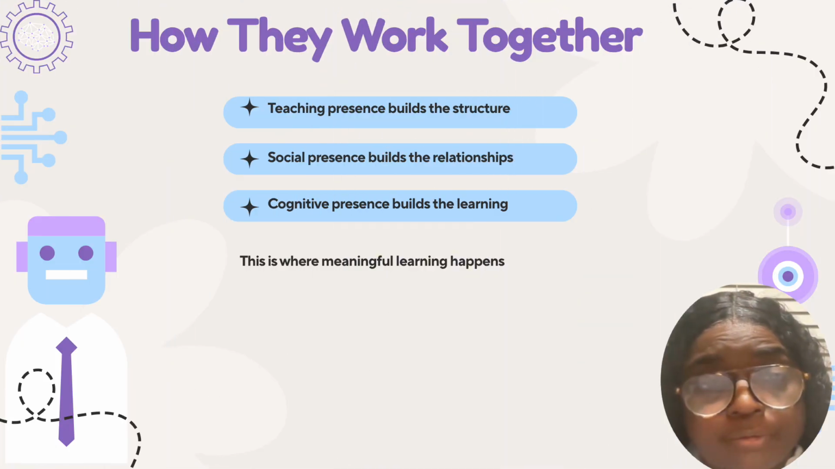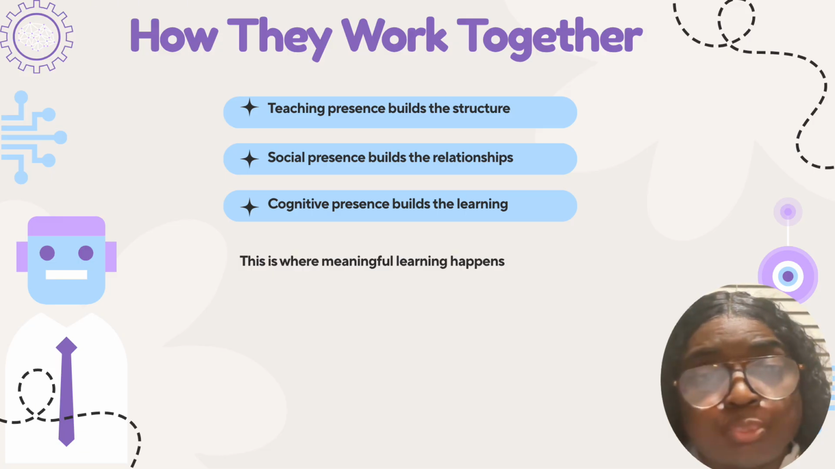How they work together. Here's the powerful part. Teaching presence builds the structure. Social presence builds the relationship. Cognitive presence builds the learning. And when all three come together and overlap, that's where meaningful learning happens.